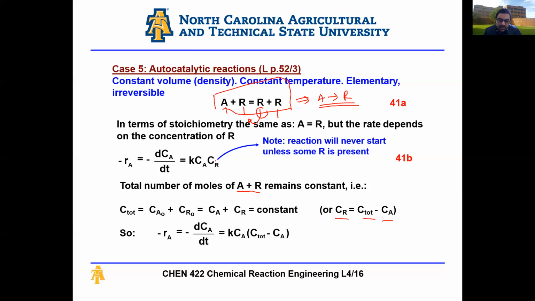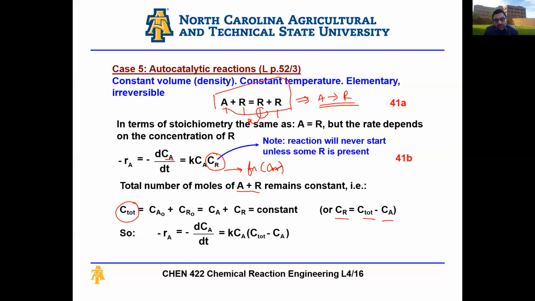Because if I'm using the integral method, I want to separate the variables. So if I have dCA here, I need to rewrite this as a function of CA somehow so that I have the same variable everywhere. So I write an overall balance where I say my total number of moles is just equal to the number of moles of A plus the number of moles of R. And my total number of moles will be constant in this reaction because just 1 plus 1 will give me 1 plus 1. So my overall number of moles should be fixed.